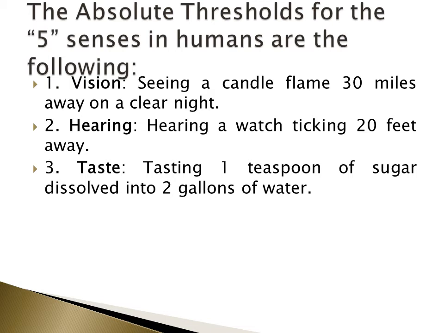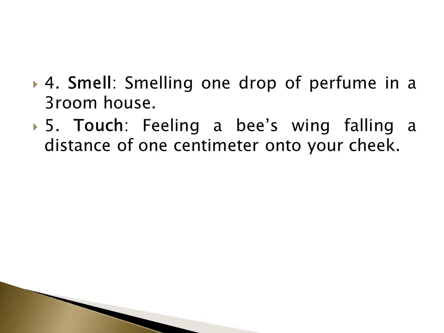Tasting pertains to the sense of tasting, which is the sense organ of the tongue. Number 4, smell. Smelling 1 drop of perfume in a 3-room house. Smell pertains to our sense of smelling, which is the sense organ of the nose. And then lastly, touch. Feeling a bee's wing falling a distance of 1 centimeter onto your cheek. That is the touch, which is the sense of feeling, or tactile.